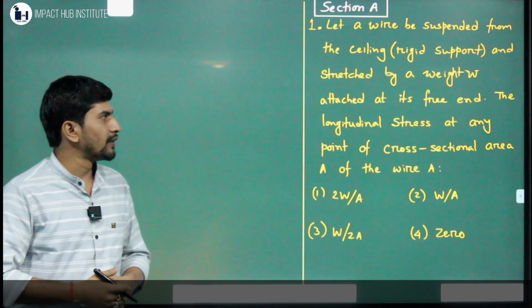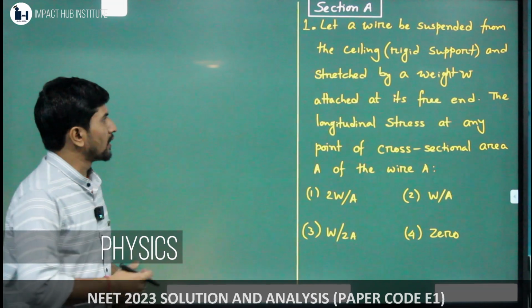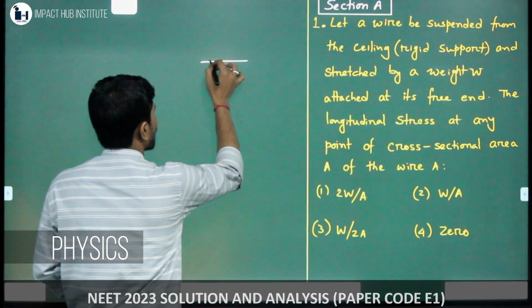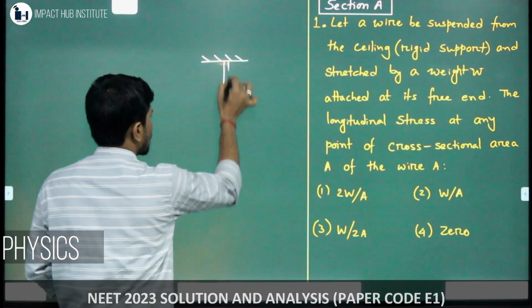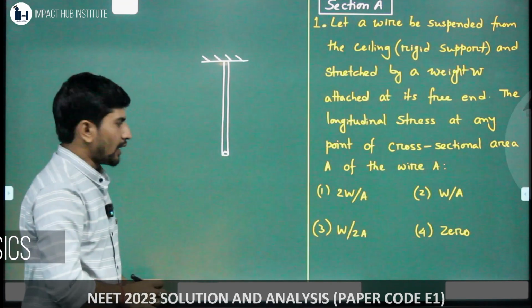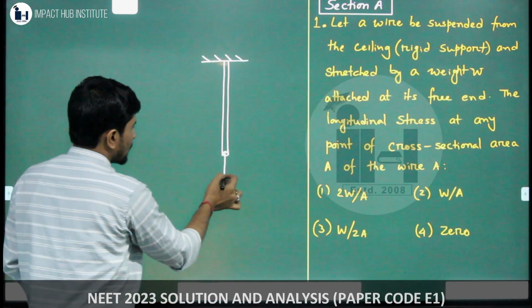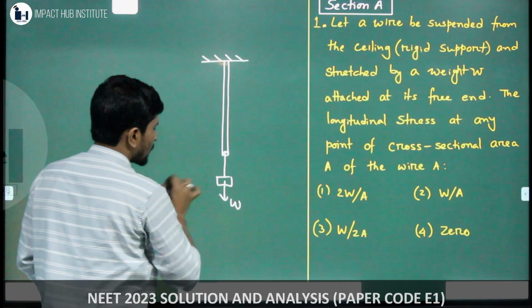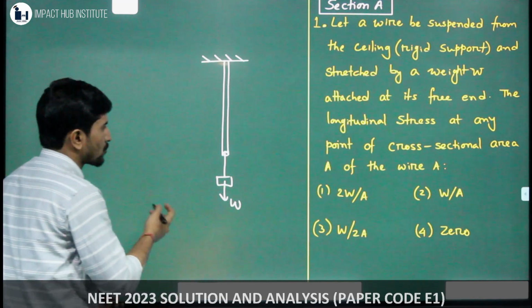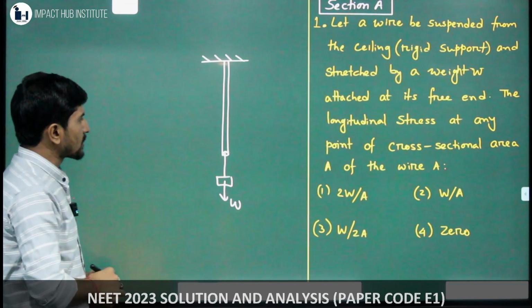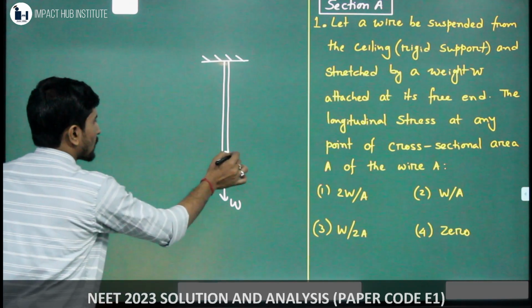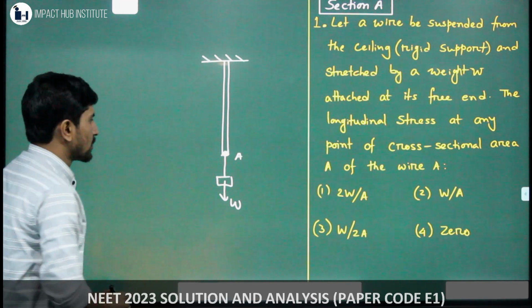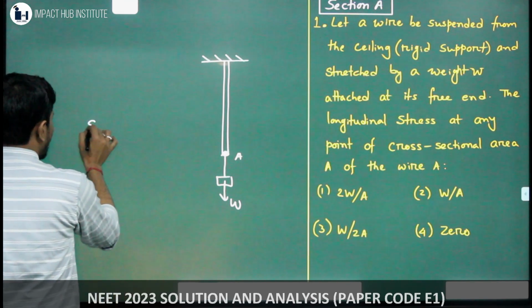The first question that is given here says that there is a wire, and this wire was attached to a ceiling and the free end of the wire is given a weight. The weight is equal to W, and in this case we are supposed to find the longitudinal stress, given that the area of the cross section of the wire is A. So it's a very easy one.